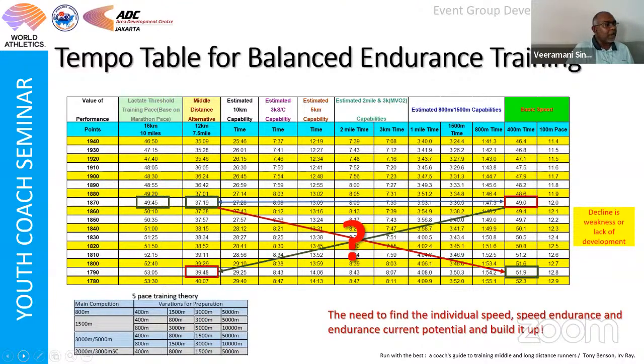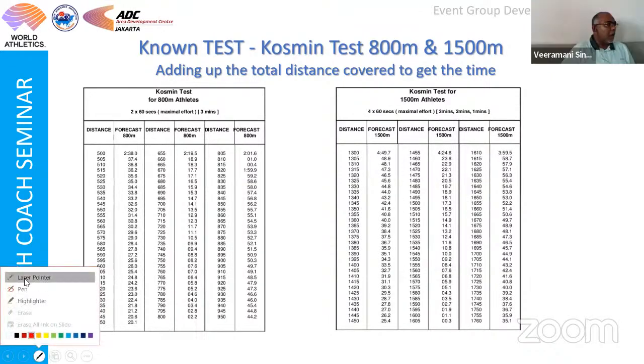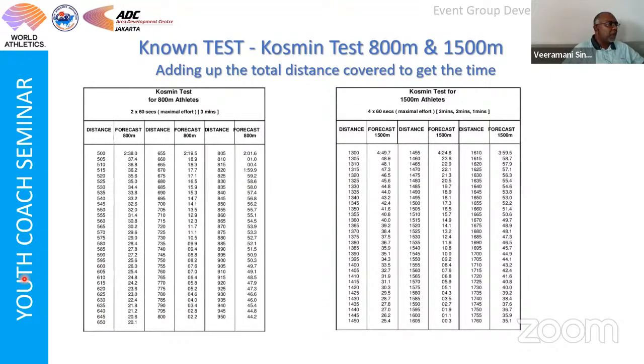How can we test these demands? Of course, many of you are familiar with this test for 800 meters. You run for 60 seconds. You take the distance you covered, rest for 3 minutes, and then you go again. You add the two distances, and you should get a result here. For example, assume our athlete has run 700 meters. That means his targeted performance could be 2 minutes 14 seconds. That is the so-called forecast performance that we can use.